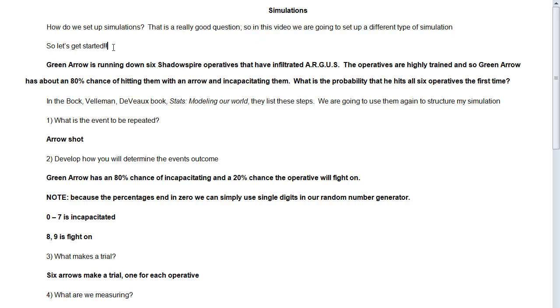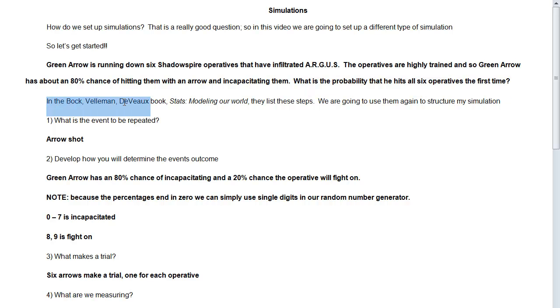In the episode titled AWOL, Green Arrow is running down 6 Shadowspire operatives that have infiltrated Argus. The operatives are highly trained, so Green Arrow has about an 80% chance of hitting them with an arrow and incapacitating them. So what is the probability that he hits all 6 operatives the first time?